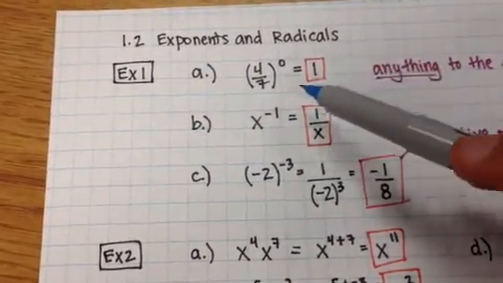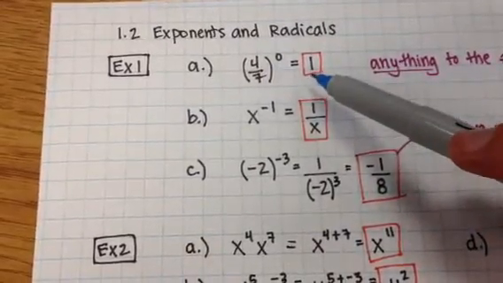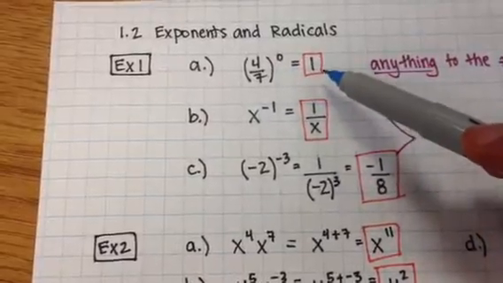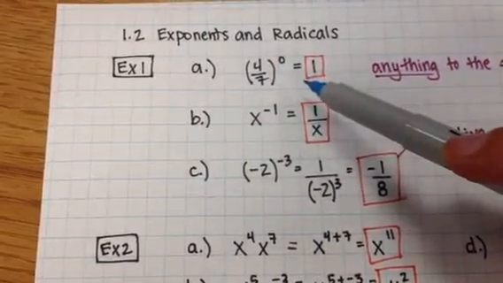So for the first one, basically anything to the 0 power is always going to be 1. That's just a rule you're going to have to remember. We can talk about why it happens later, but just remember anything to the 0 power is 1.